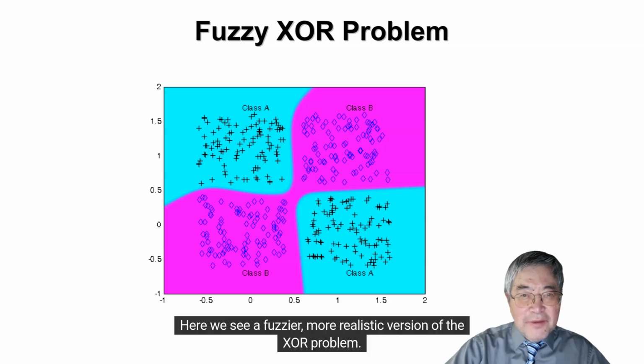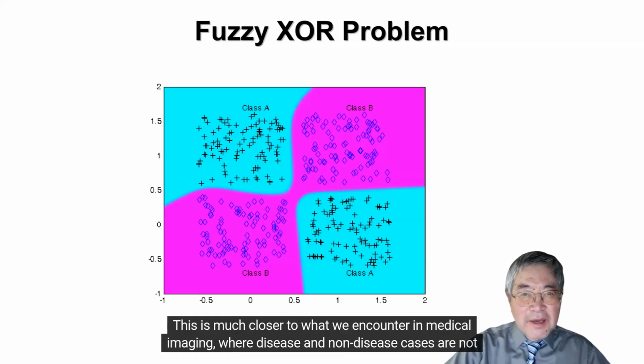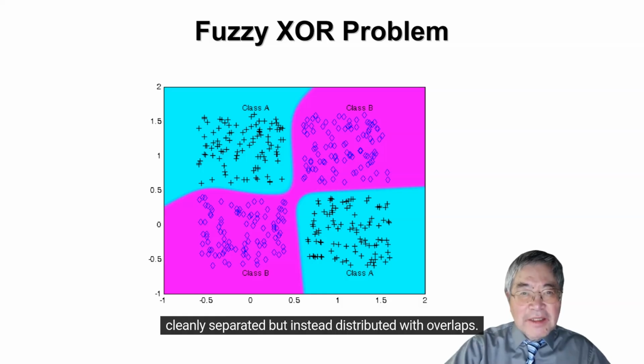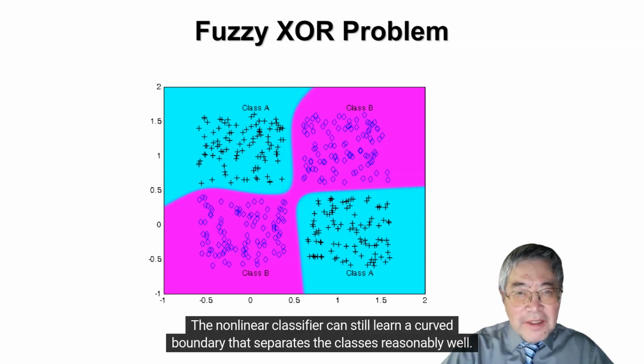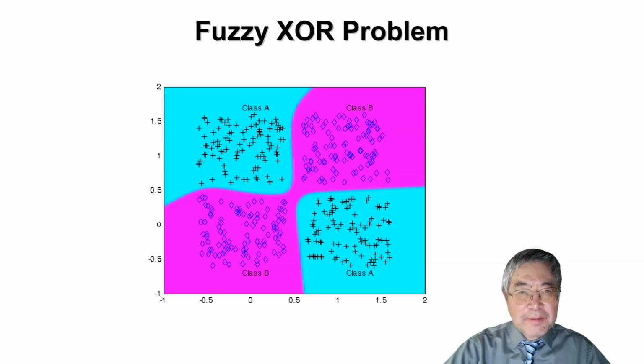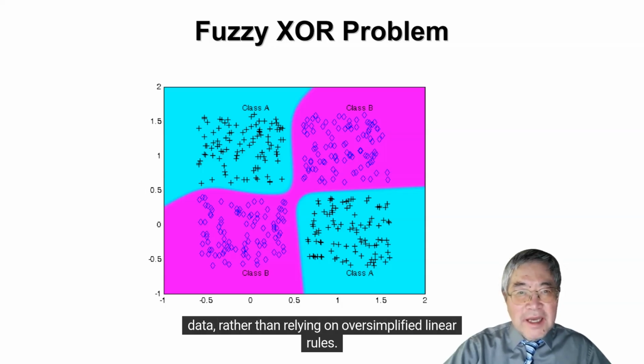Here we see a fuzzier, more realistic version of the XOR problem. Instead of perfectly separable points, the data is noisy and overlaps. This is much closer to what we encounter in medical imaging, where disease and non-disease cases are not cleanly separated but instead distributed with overlaps. The non-linear classifier can still learn a curved boundary that separates the classes reasonably well. This illustrates why non-linear observers in machine learning are crucial. They can adapt to complex, messy data rather than relying on oversimplified linear rules.